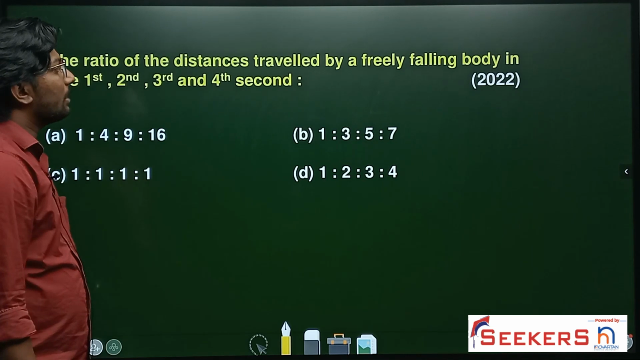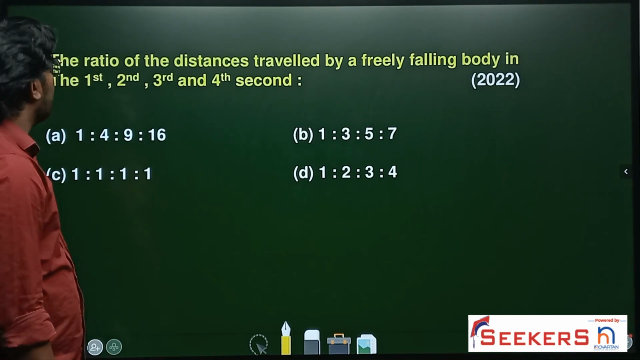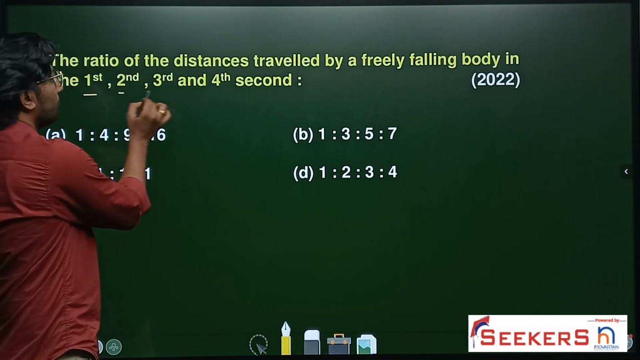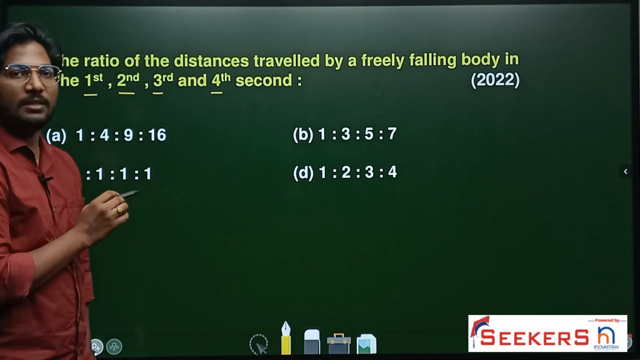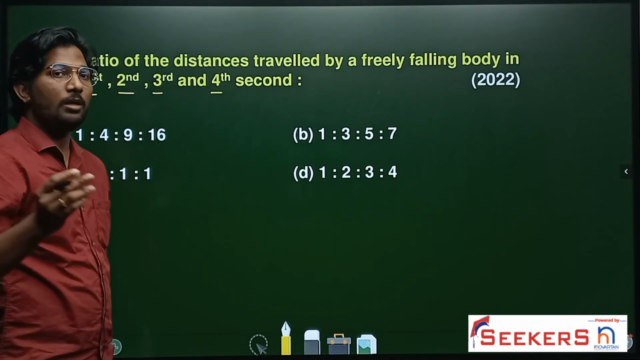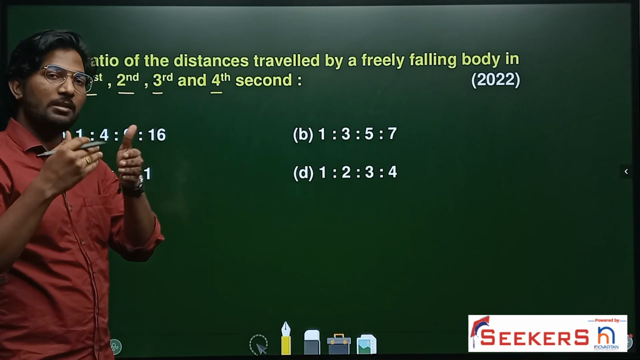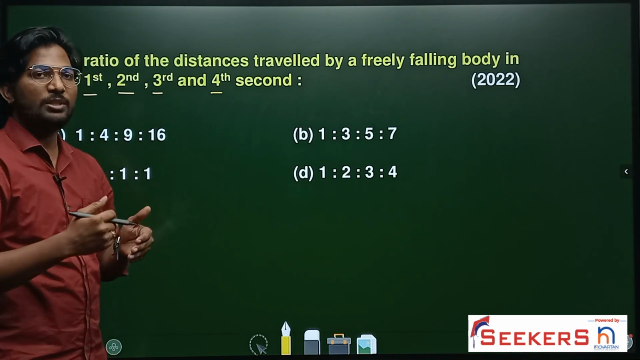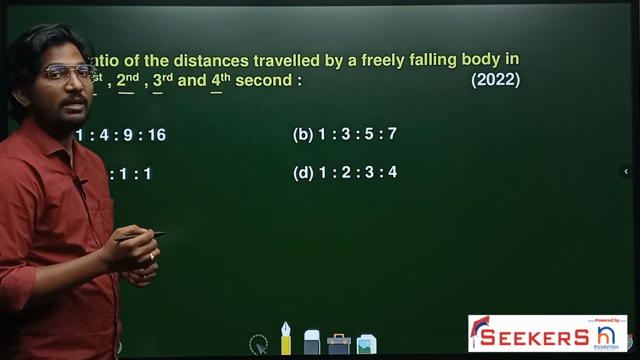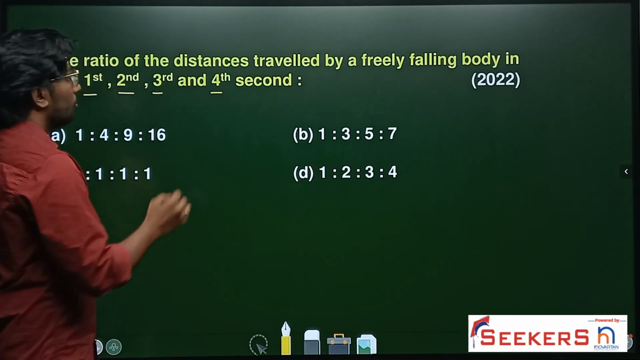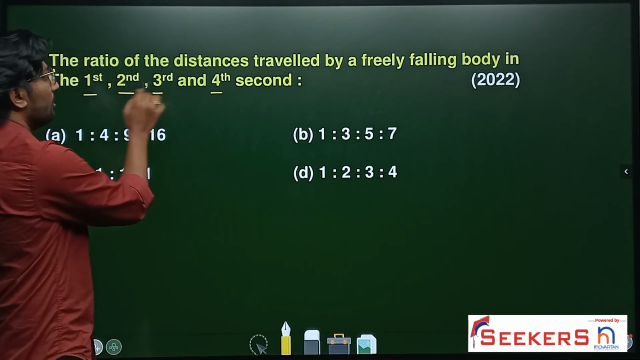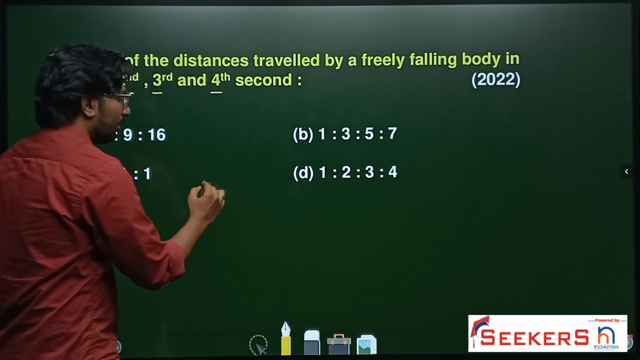Ratio of distances traveled by a freely falling body in the first, second, third and fourth second. You see this? These are the values of the time that they are asking us to take, not for the whole duration but during the particular time interval. So we have to solve this question by using the u plus a by 2 into 2n minus 1 based value. In this case they are asking us distances traveled by the freely falling body in these respective seconds. So for this we can directly get the value.